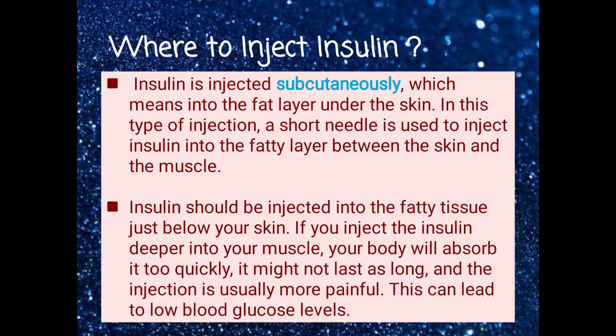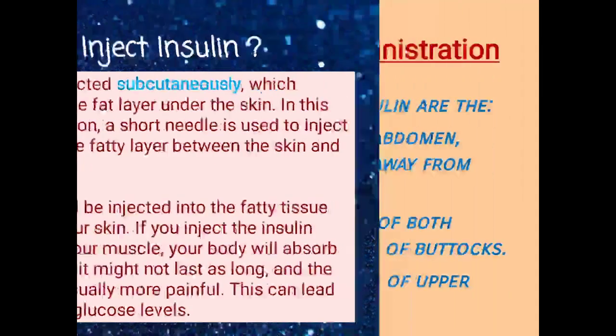Now, where to inject insulin? Insulin is injected subcutaneously, which means into the fat layer under the skin. In this type of injection, a short needle is usually used. If you inject the insulin deeper into your muscles, your body will absorb it too quickly. It might not last as long and injection is usually more painful. This can lead to low blood glucose level.